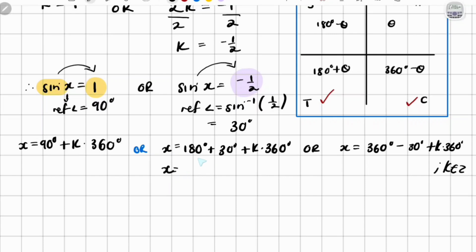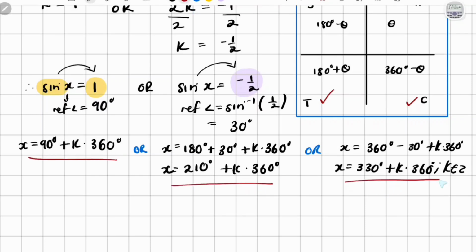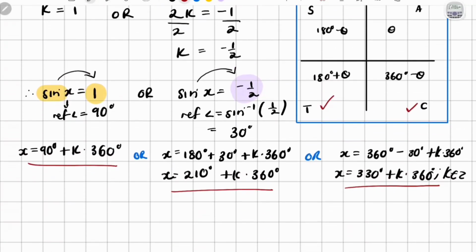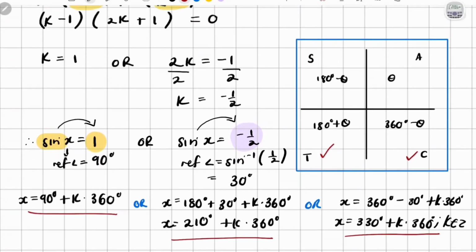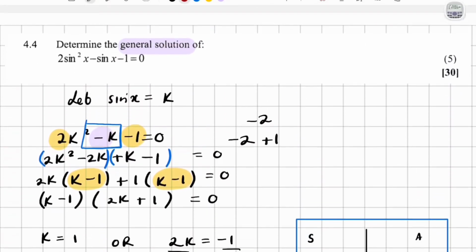So x is finally equal to 180 plus 30, that is 210 degrees, plus k of 360 degrees, or we also have 360 minus 30, which of course is going to give us 330 degrees plus k of 360 degrees. So these are our solutions. That's our first, second and third solution for these two equations that we had. So that is how you can do that.